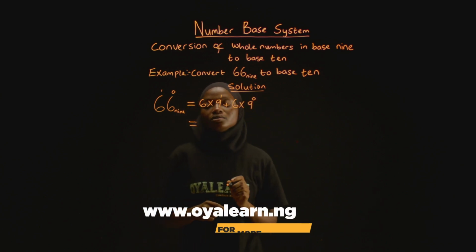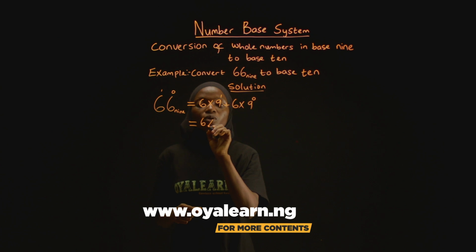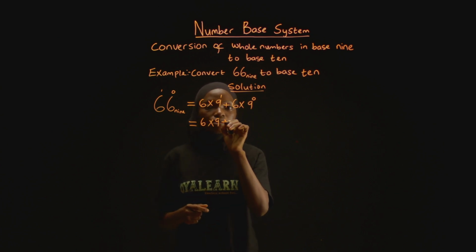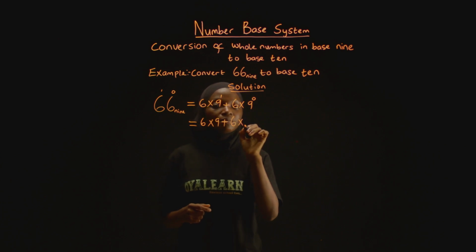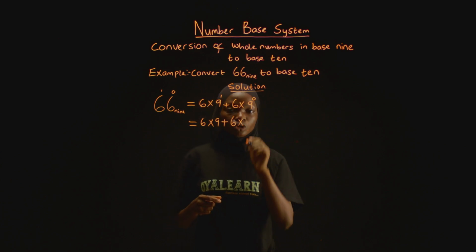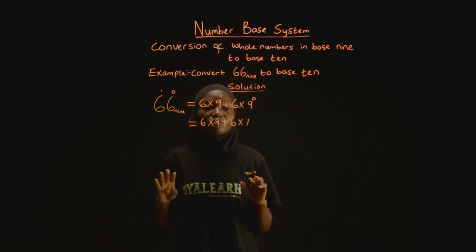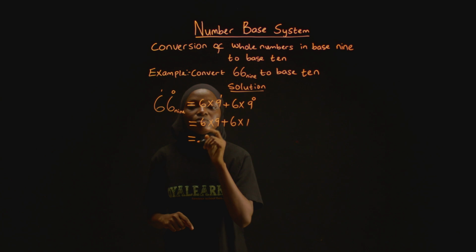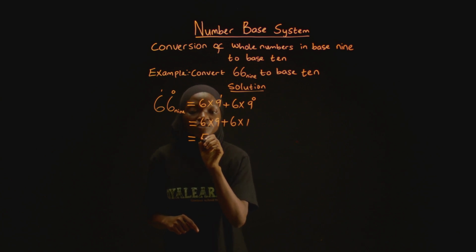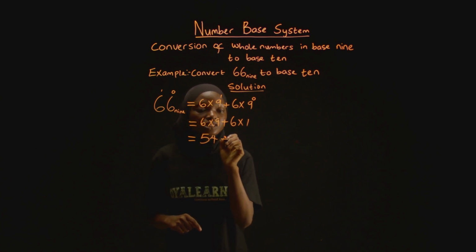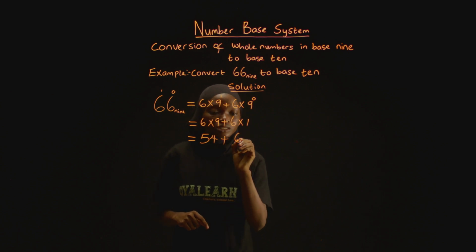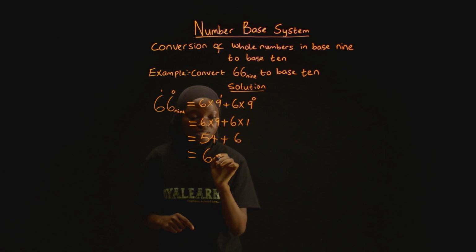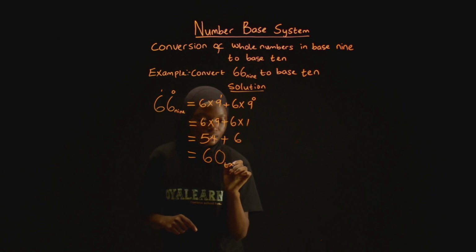And we simplify. 6 multiplied by 9 raised to the power of 1 is 9, plus 6 multiplied by 9 raised to the power of 0, 1, because anything raised to the power of 0 gives us 1. So here we have 6 multiplied by 9, that gives us 54, plus 6 multiplied by 1, 6. Then we add 54 plus 6, that gives us 60 base 10.